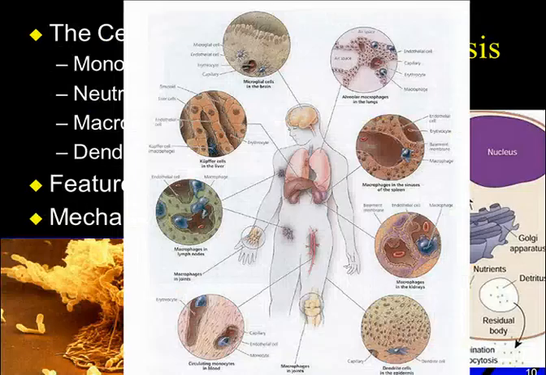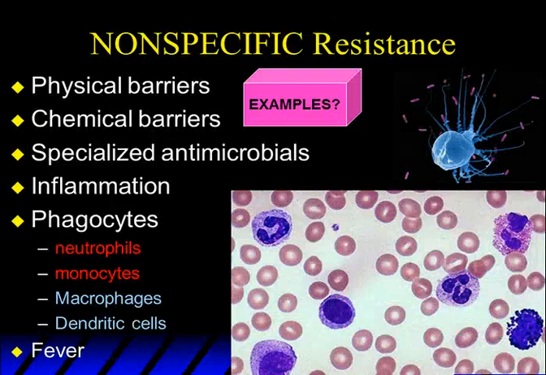And I think I may have had a picture. Yeah, right over here. Look at the bottom right. You'll see a cell with dark blue granules. That's a basophil. Again, a mast cell would be comparable to that.